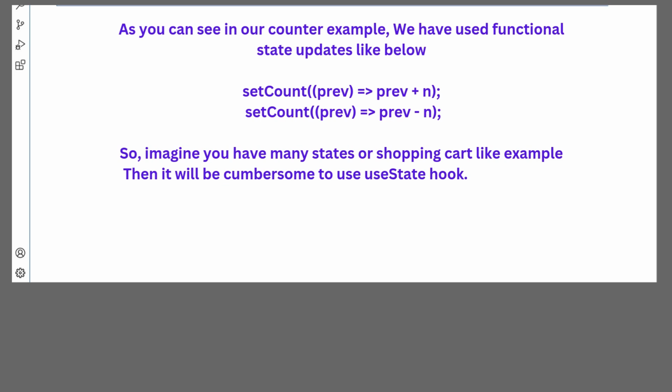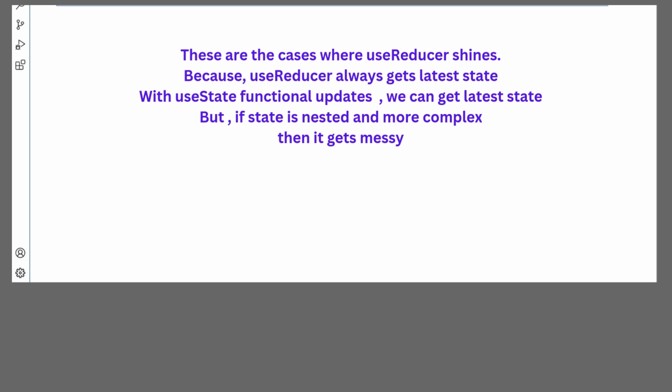As you can see in our counter example, we have used functional state updates like below. So, imagine you have many states or a shopping cart like example. Then it will be cumbersome to use the useState hook. These are the cases where useReducer shines, because useReducer always gets the latest state. With useState functional updates, we can get the latest state. But if state is nested and more complex, then it gets messy.